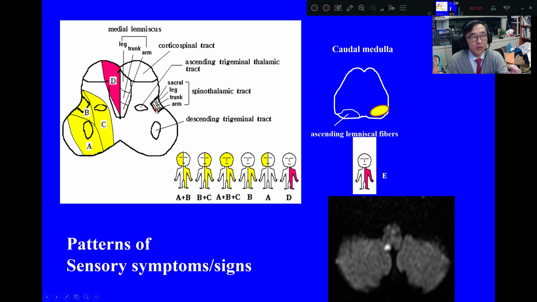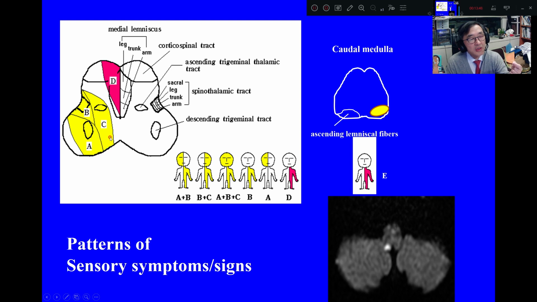Arm localization here, leg area are located in the lateral part. So if B and A are together involved, it will produce contralateral body and limb sensory loss and ipsilateral trigeminal sensory loss, just as Wallenberg described.